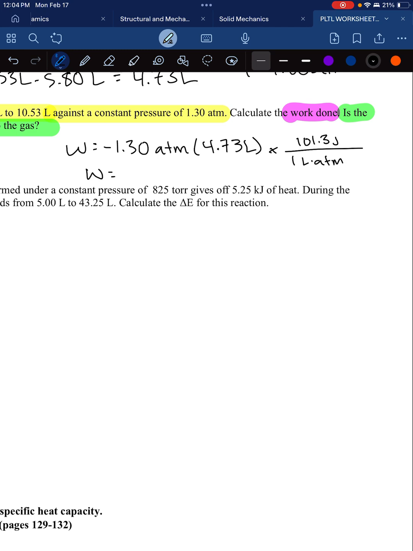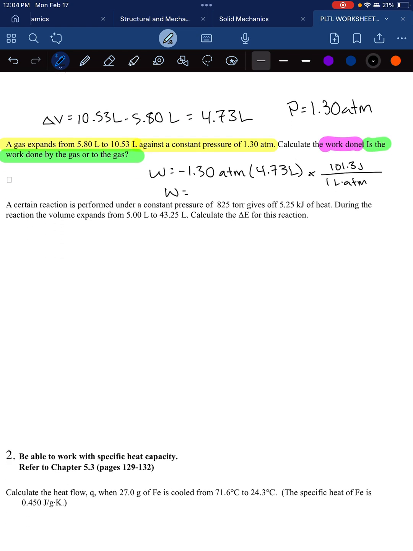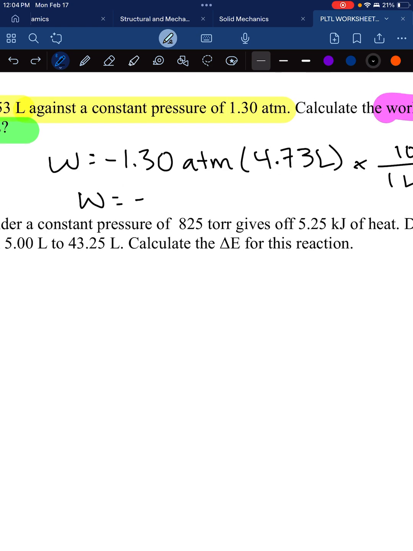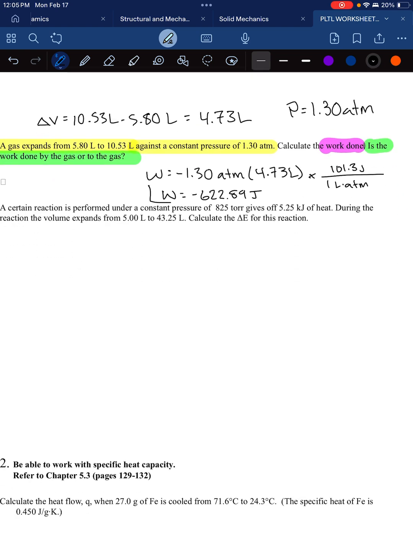So now let's put this into our calculator and see what we get for our answer in joules, and then we'll talk about the sign convention. You can see here that it should be a negative answer, and it will be, but we'll talk about what that means. All right, so I just put it all in my calculator, and I got negative 622.89 joules. So that was our answer.